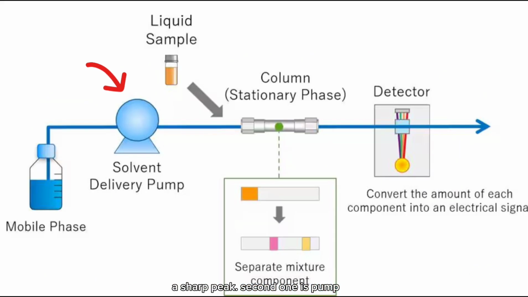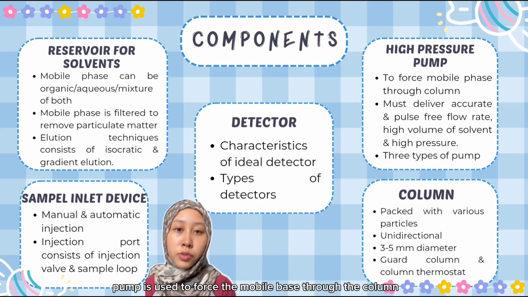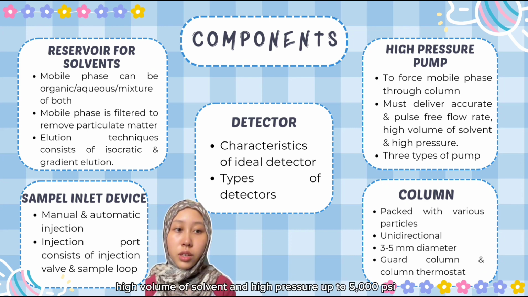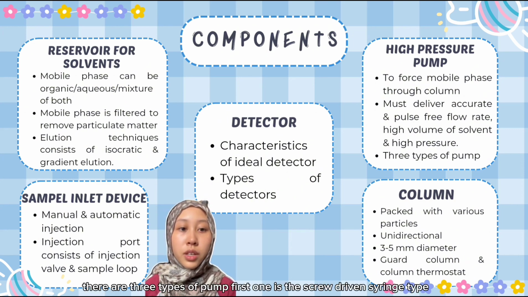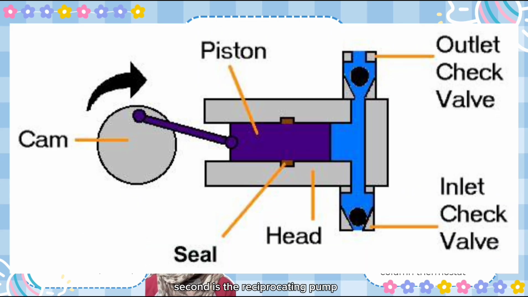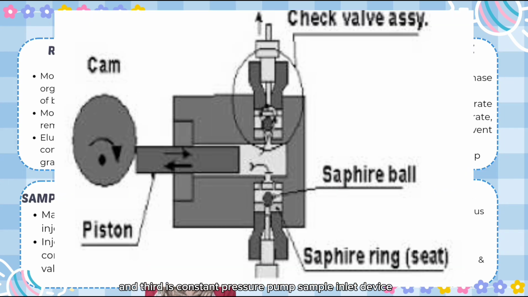Second one is the pump. The pump is used to force the mobile phase through the column. The main criteria are that the pump must be capable of delivering an accurate and pulse-free flow rate, a high volume of solvent, and high pressure up to 5,000 psi. There are three types of pump. First one is the screw-driven syringe type. Second is the reciprocating pump, and third is the constant pressure pump.